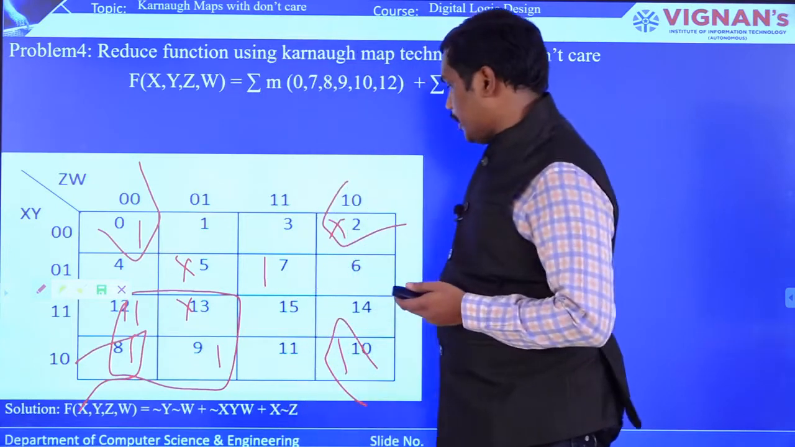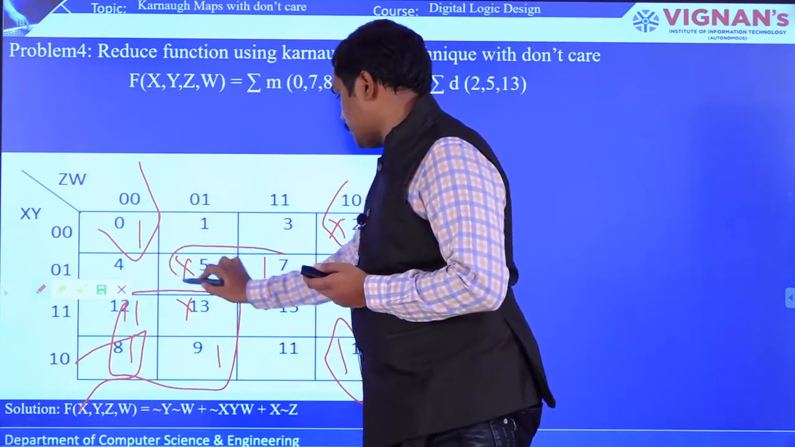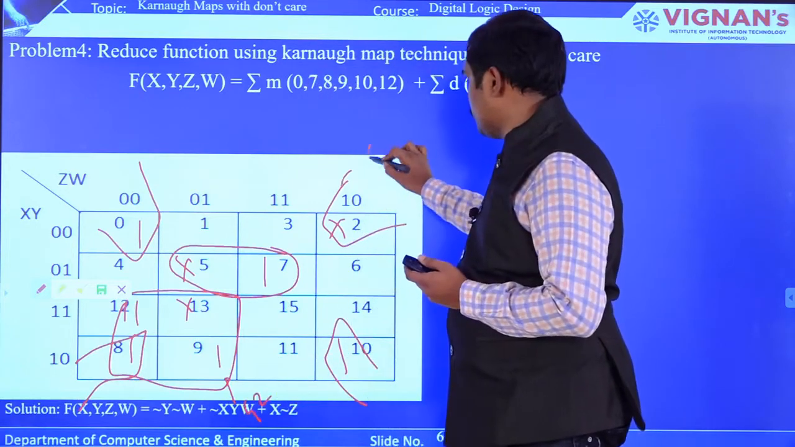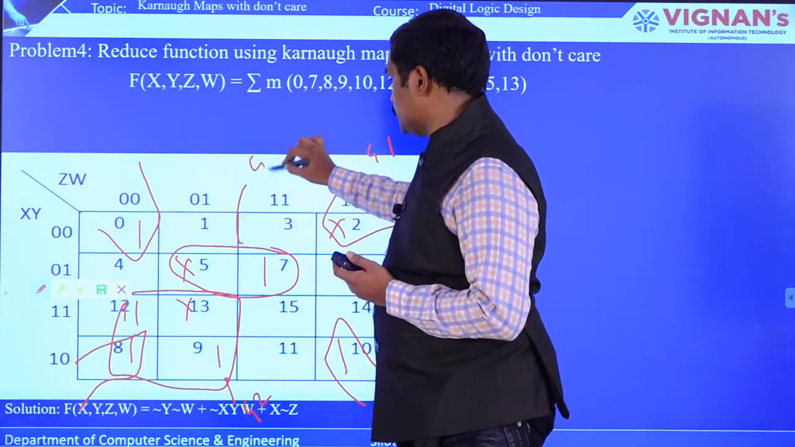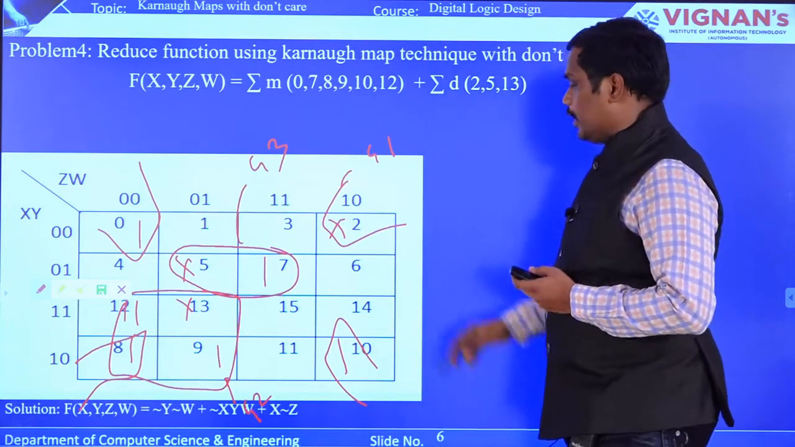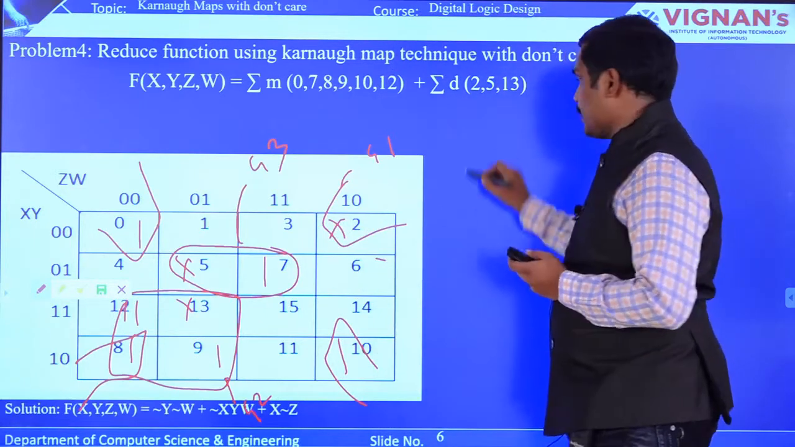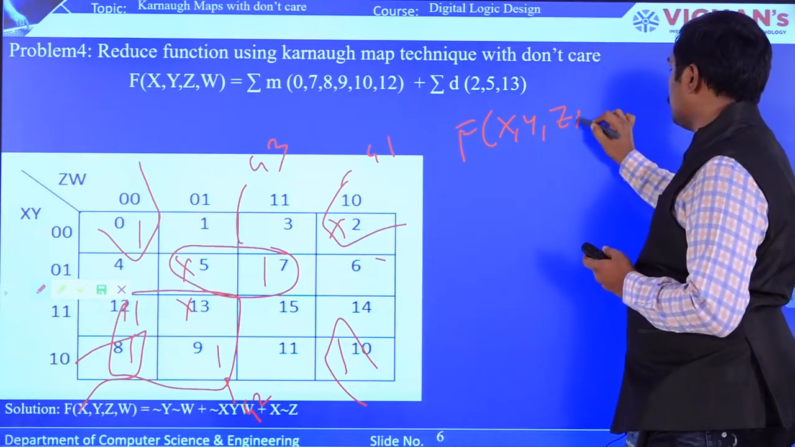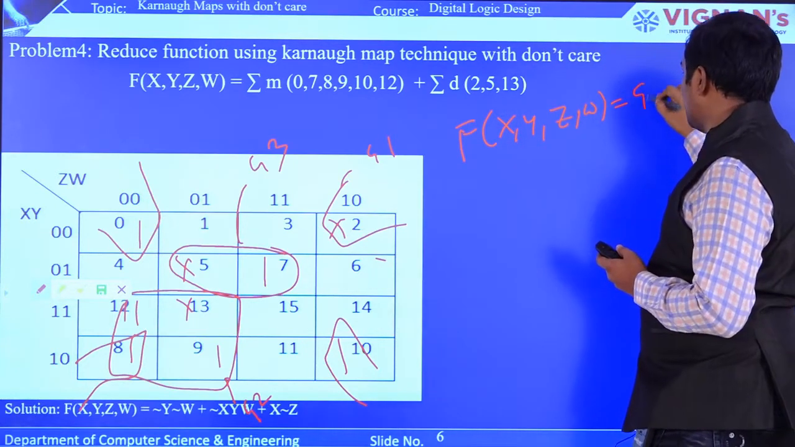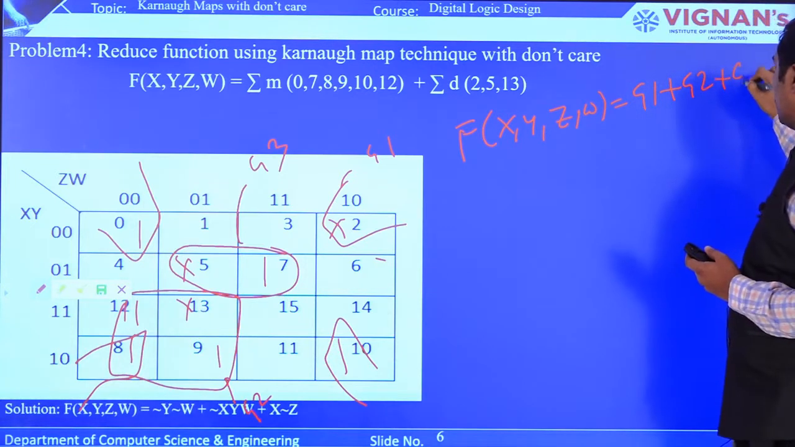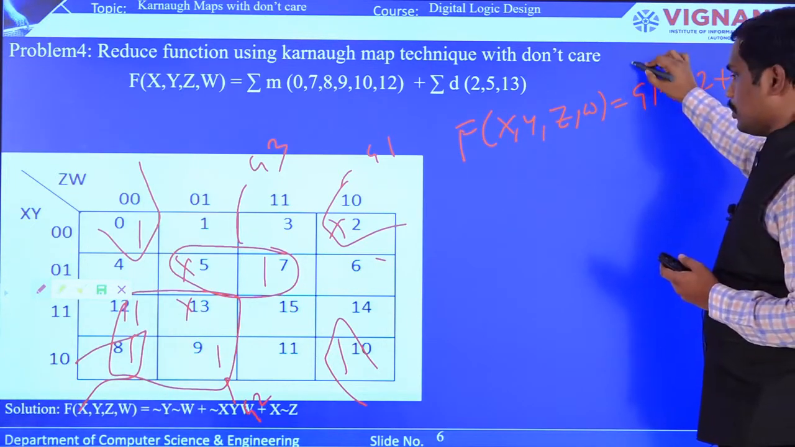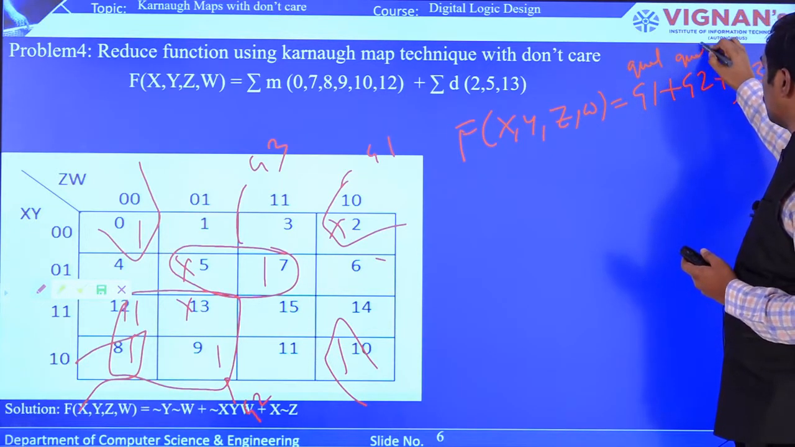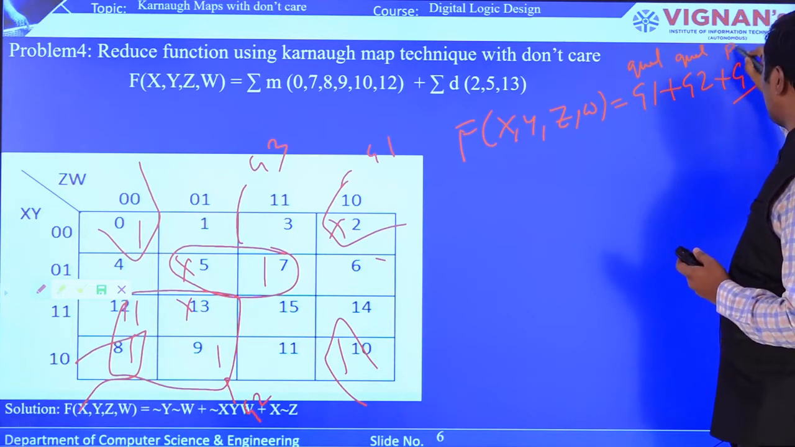So two quads we have already done, and then you can make this as a pair. And this one will be G2, this one will be G1, and this one will be G3. So three groups we have identified, in which two quads and one pair. So we are going to write the expression as F(X, Y, Z, W) = G1 + G2 + G3, where G1 is a quad, G2 is a quad, and G3 is a pair.